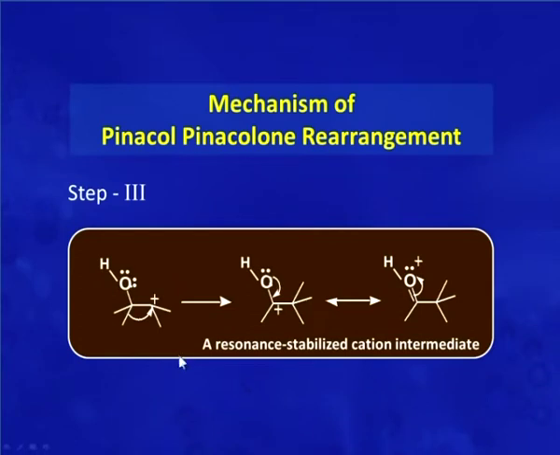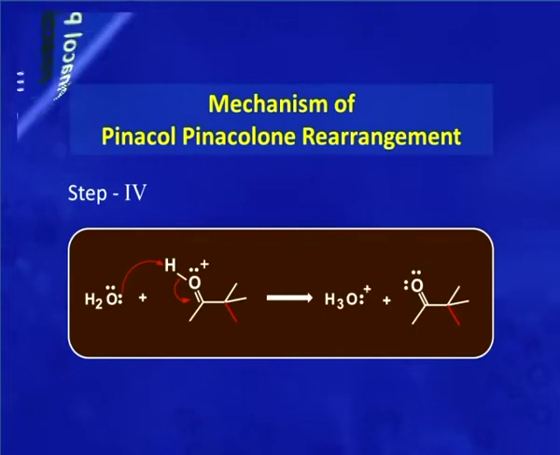In the third step of the mechanism, the methyl group present on the adjacent carbon migrates with its pair of electrons to the electron deficient carbon. As a result, electron deficiency is generated at this place, which is stabilized by the transfer of electrons from the oxygen. As a result, a resonance stabilized intermediate is generated. In the last step, removal of a proton results in the formation of the pinacolone molecule.